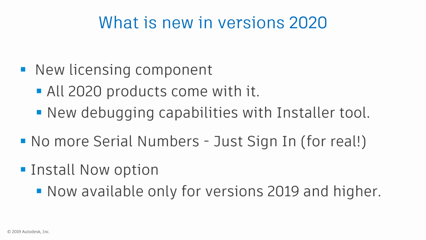And another big news is that the install now option is available only for 2019 and higher versions. So 2017 and 2018 don't have the install now option anymore. If you notice in the Autodesk account, you can just download with download now and browser download. Here as well, the install now option has developed a lot since its introduction in version 2017, and we felt like this new experience was better, used starting from version 2019.